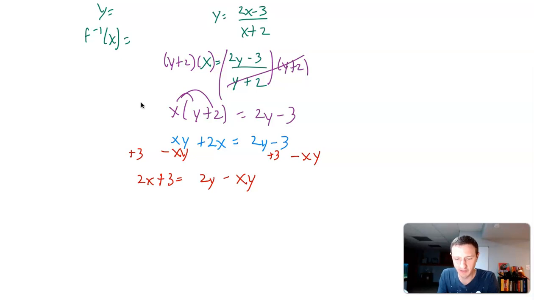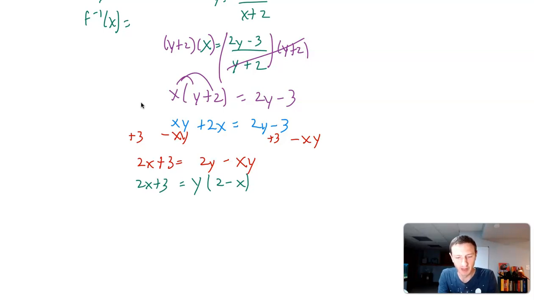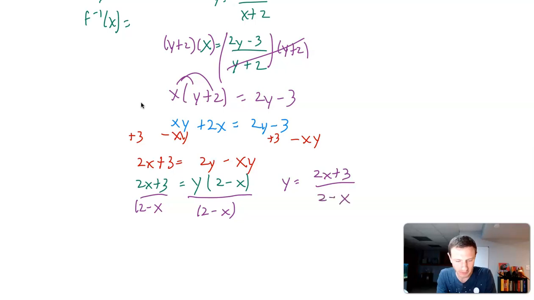The whole reason I did that is this next step. Since I moved all the y's over to one side, I can now take out y from here, and I'm left with 2 minus x, times y, equal to 2x plus 3. Then I can now get y by itself, because I can divide by 2 minus x. So I get y is equal to 2x plus 3 over 2 minus x.